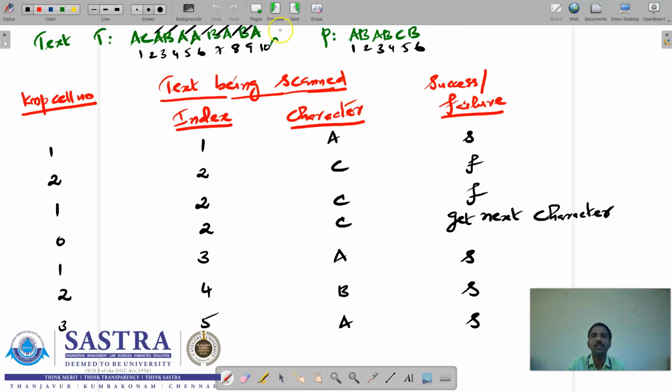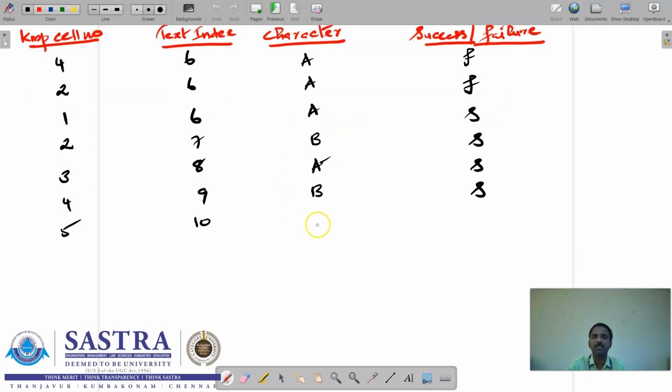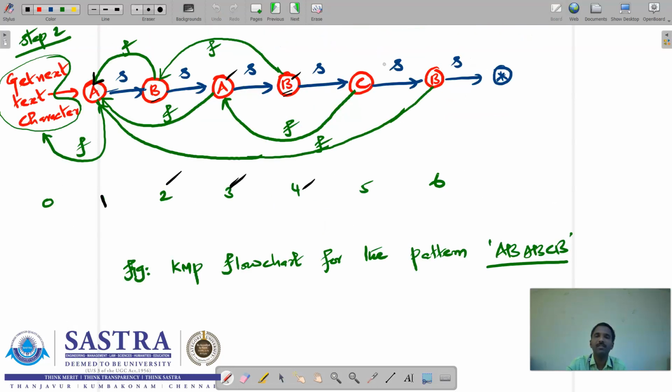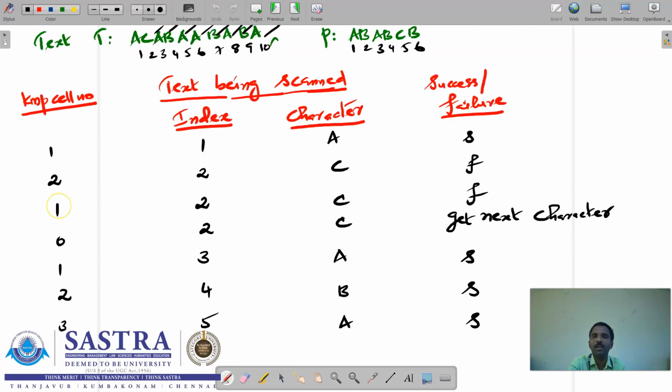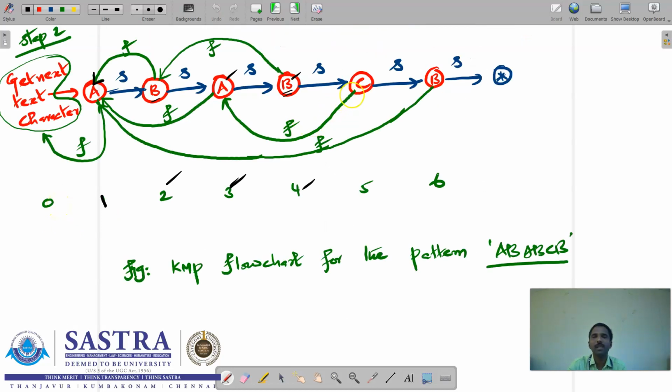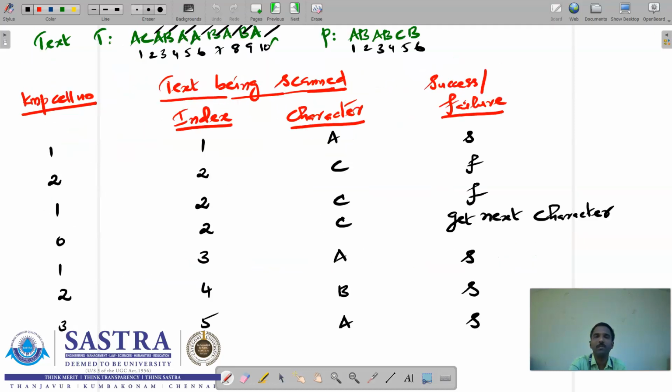The 10th character is capital A here. This is capital A. Check if cell number 5 has a character A. Cell number 5 has a character C. So at cell number 5, we have got a failure here. If there is a failure, find fail of 5. What is fail of 5? Fail of 5 is pointing to cell number 3.